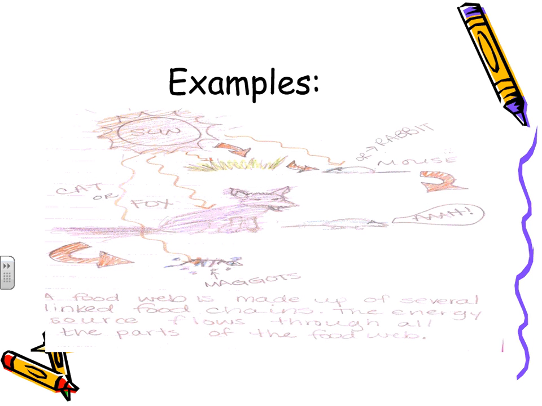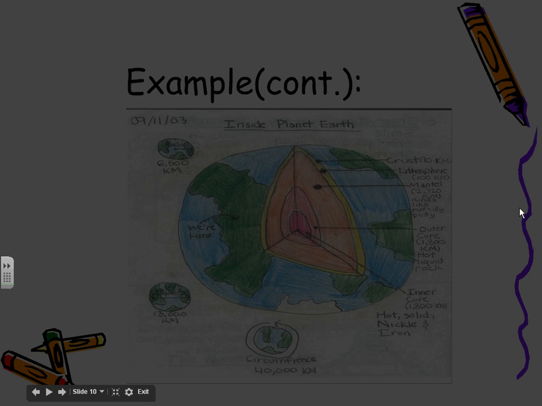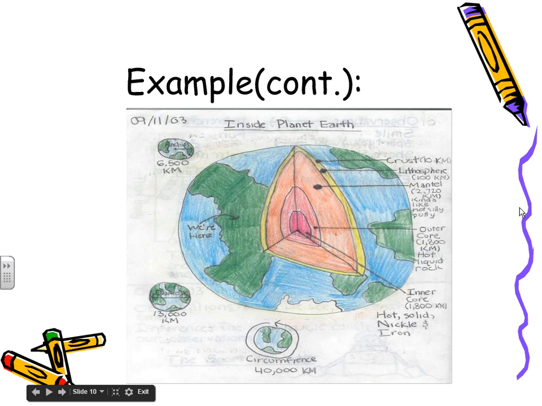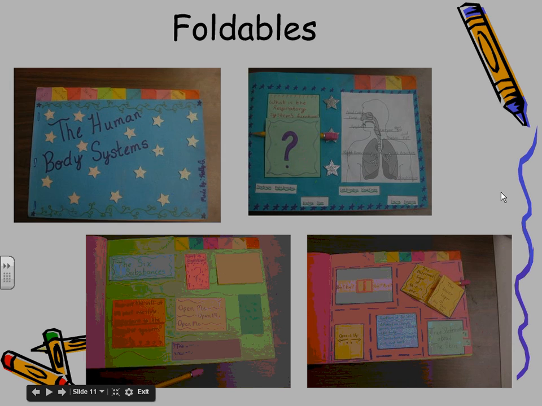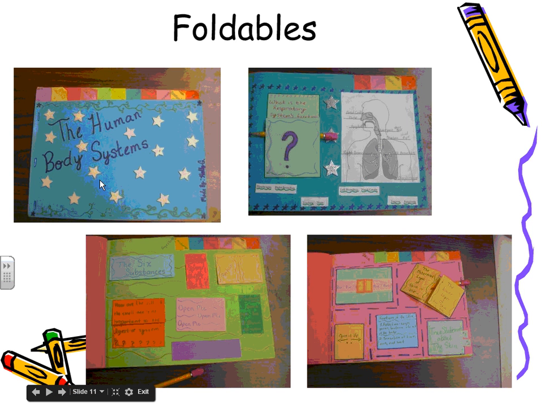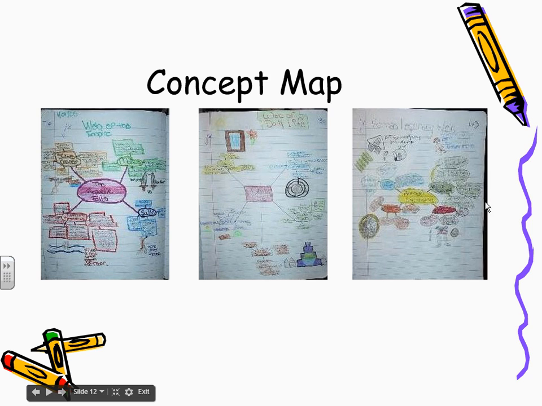Here are some examples of someone that illustrated the food web with the food chain. Another illustration of the inside of the planet. Notice the detail, how the person was able to show their artistic abilities. Here's a foldable where you have it closed and you open it. Notice the color, it's very colorful. It makes you want to see what it's all about because it looks fun. Those are some of the things that we'll be creating for your left side. Concept maps with lots of colors and detail.